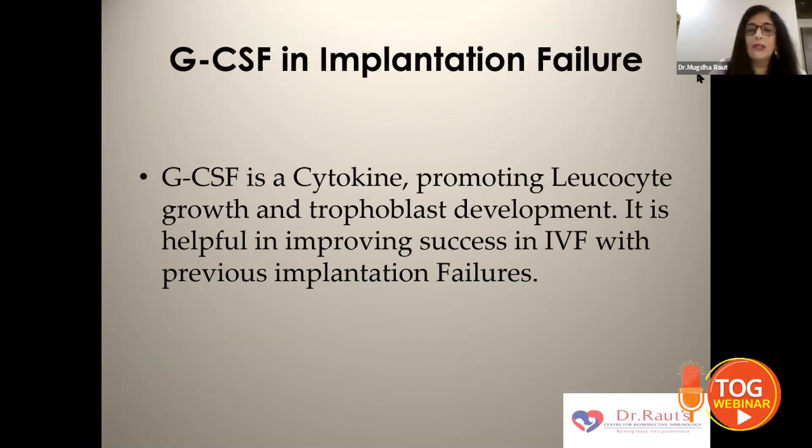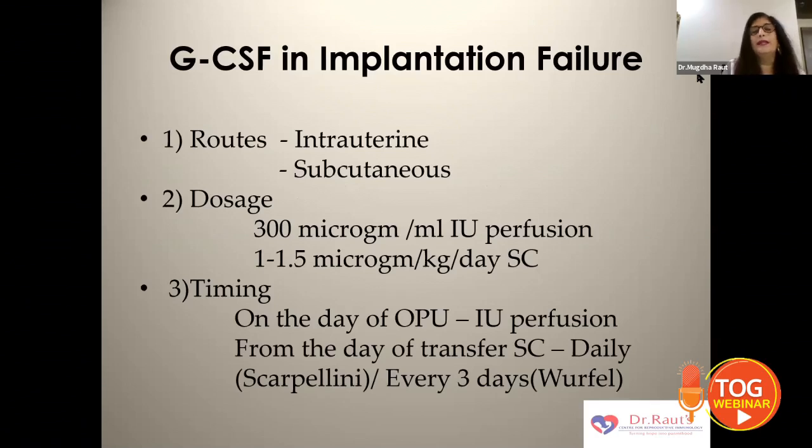After endometrial scratch comes GCSF. Now, what is GCSF? GCSF is a cytokine promoting leukocyte growth and trophoblast development. It is helpful in improving the success in IVF with previous implantation failures. It can be given either by the intrauterine route or the subcutaneous route. The dose given is 300 micrograms per ml intrauterine perfusion or 1 to 1.5 micrograms per kg per day subcutaneously.